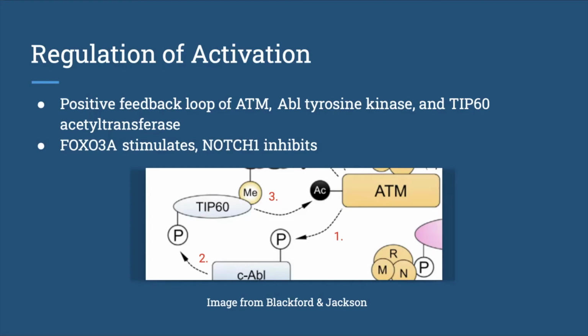FOXO3A stimulates this feedback loop, but Notch1 will competitively inhibit c-Abl tyrosine kinase as it will bind to the C-terminal of ATM in the kinase domain.